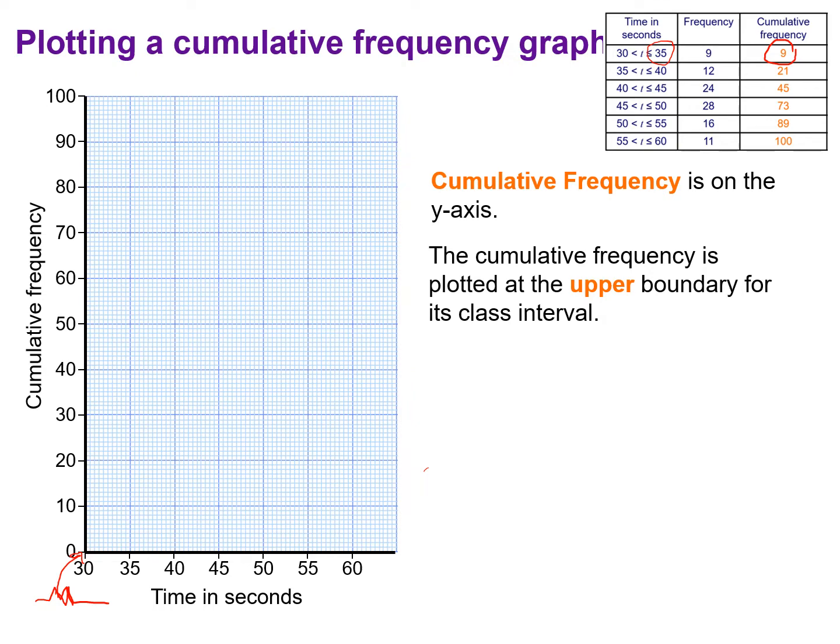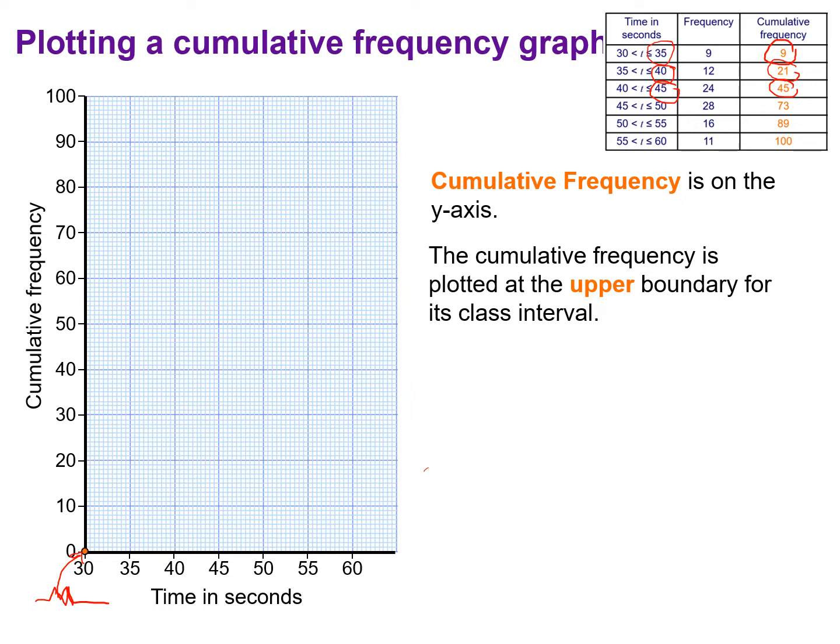So the 9 will be plotted at 35, the 21 will be plotted at 40, reason being 21 people could hold their breath for up to 40 seconds. The 45 will be plotted at 45, etc, etc. Okay, so you should pause if you need to, you should draw that graph into your book, make it a decent size, because in a moment we're going to be reading some values off it. So I would say make it at least half a page in your book. Okay, so if you need to pause it while you do that, please do.